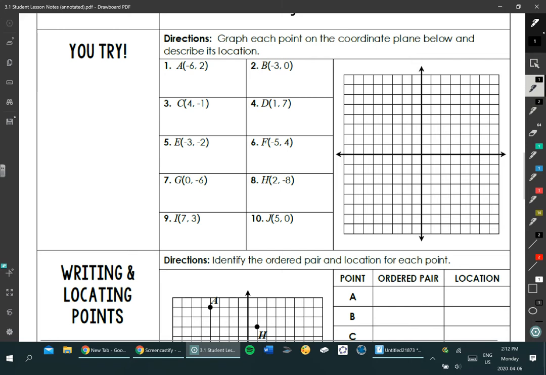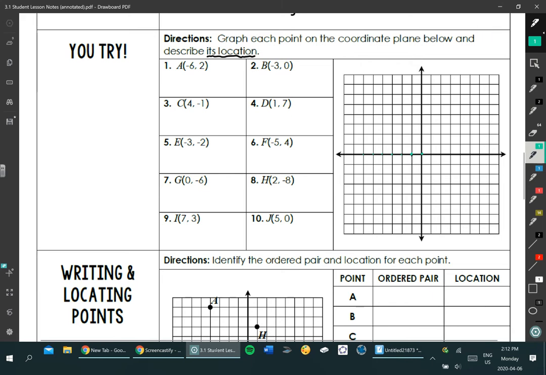So again, when it says describe its location, which quadrant is it in, or is it on one of the axes? Okay, so let's plot point A. I put my pen down on the origin to start. And my x-coordinate is -6. So I'm going to move 6 to the left. So 1, 2, 3, 4, 5, 6. And I'm going to move up 2.